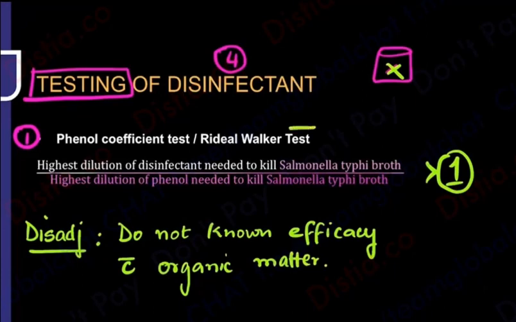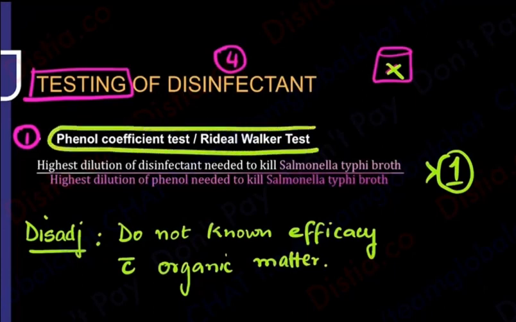So this is known as the phenol coefficient test or the Riedel-Walker test, and the name only tells me that you are comparing with phenol. Phenol coefficient should come more than 1, then it is passed. But what is the disadvantage? You have not tested it with organic matter. So this Riedel-Walker test will now require a modification.